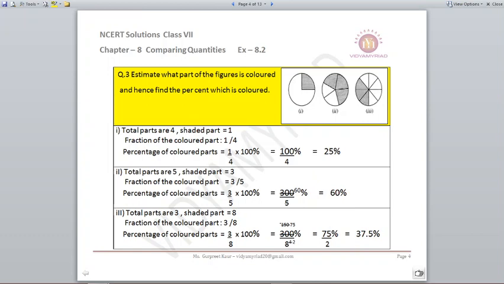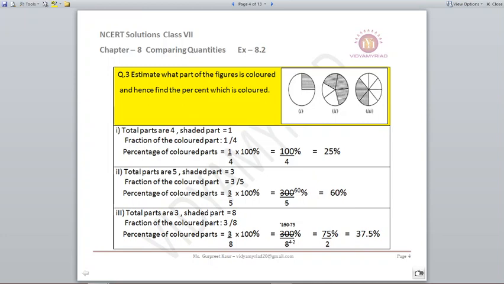So what is the fraction? Fraction will be 1 by 4. 1 is your shaded part divided by total parts. For calculating the percent, simply multiply with 100 and put the percent sign. It will become 100 upon 4%, which is equal to 25%.